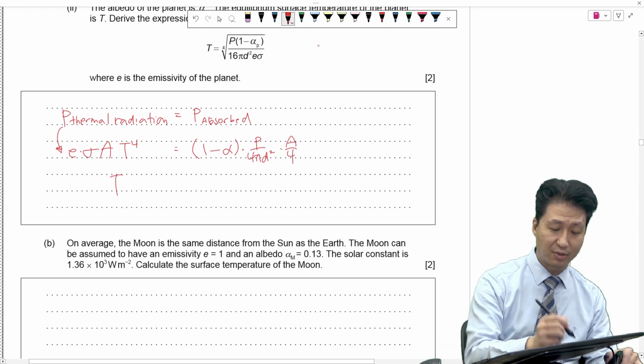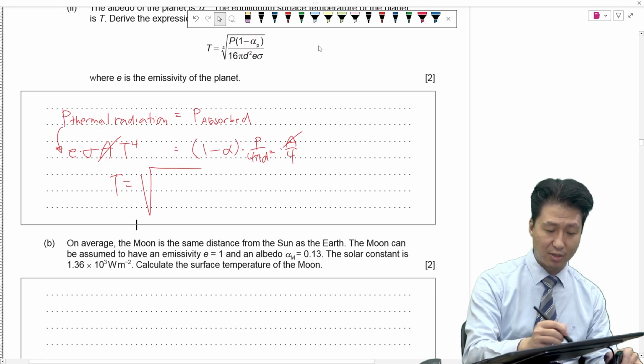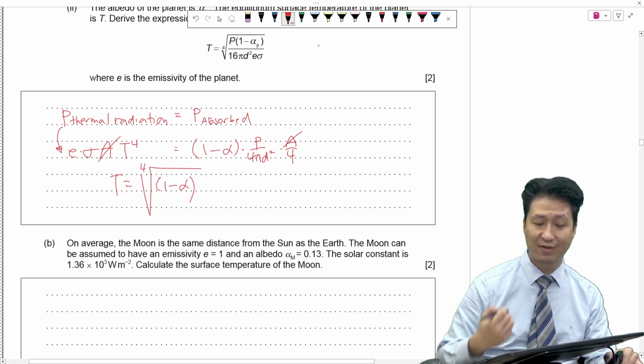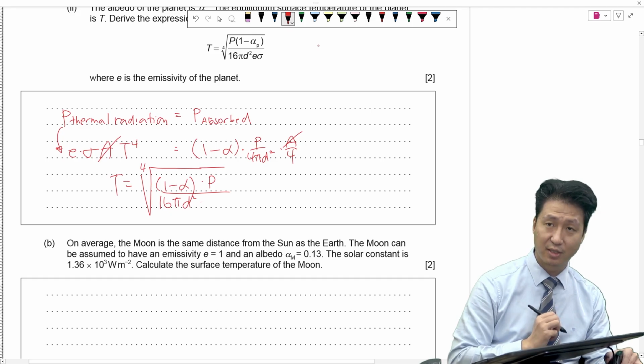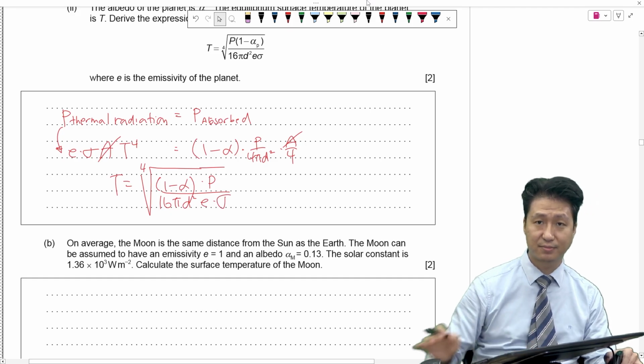Simplifying this for the temperature T, the areas incidentally will cancel out on both sides. You get the 4th root of 1 minus albedo, which is the fraction of light absorbed, times the power over 16, which is 4 times 4, pi times the distance squared, times emissivity, times the Stefan-Boltzmann constant.